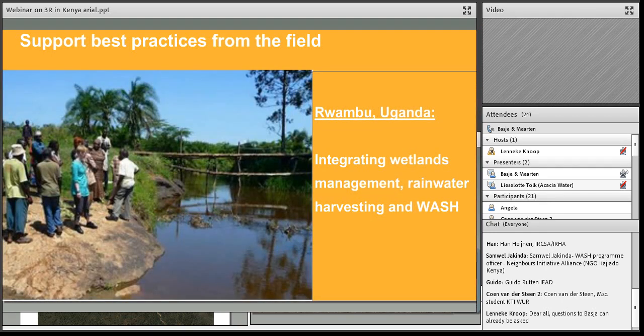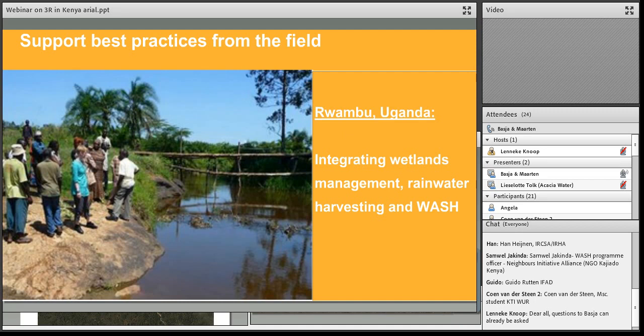And here is one of our key projects, which we're now carrying out not in Kenya, but in the country next to it, Uganda. It's a project about integrating wetland management, rainwater harvesting and WASH in Rambu in Uganda. Just very recently, a supervisory mission of IFAD representatives took place there together with RAIN staff, and a global conference was held. The project itself is carried out by our local partner called Jesse in partnership with RAIN and Wetlands International, and with support of a local partner called Uganda Rainwater Harvesting Association.